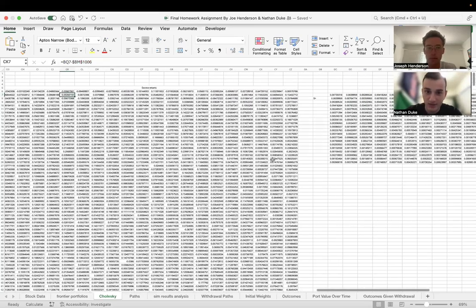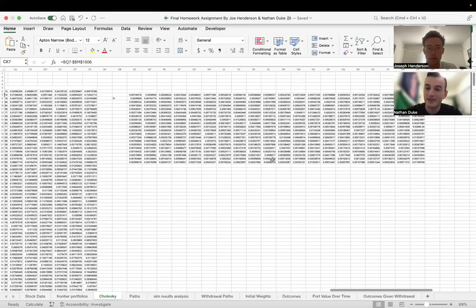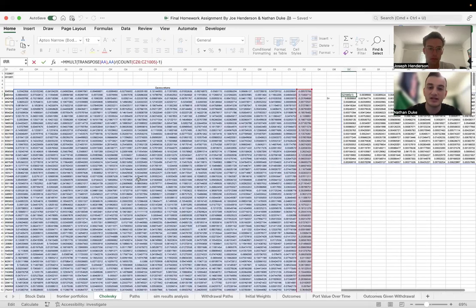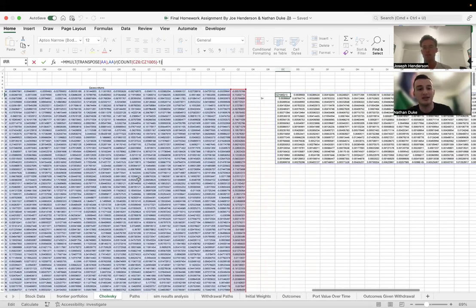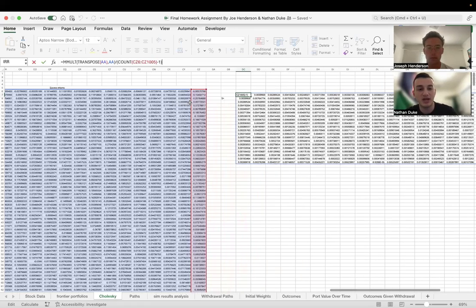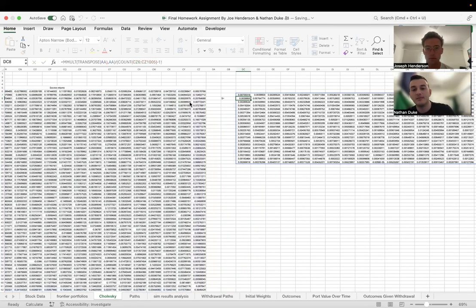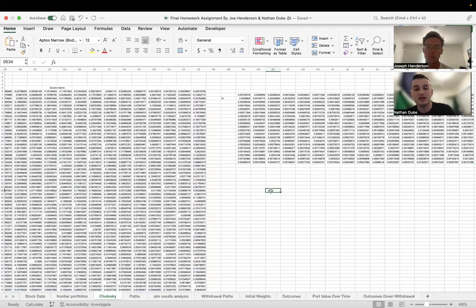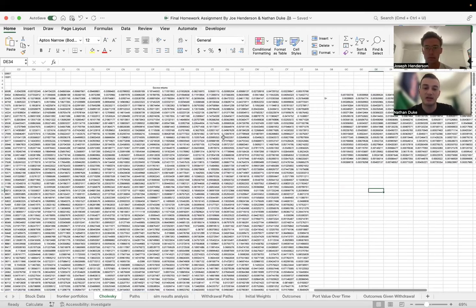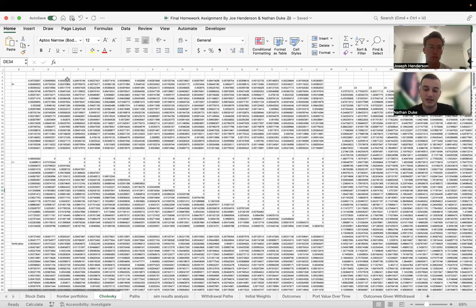And if you keep going over to the right, we have matrix S there. Again, you can see the MMULT and the transpose being used heavily. And that matrix there is, if you scroll all the way back to the left, very similar to that matrix S at the very beginning of this tab.